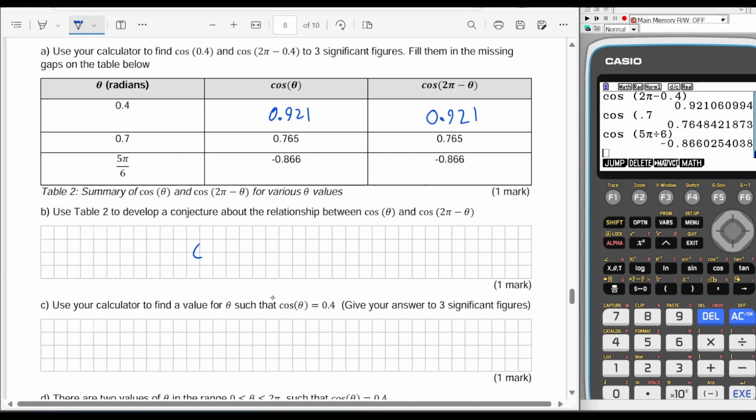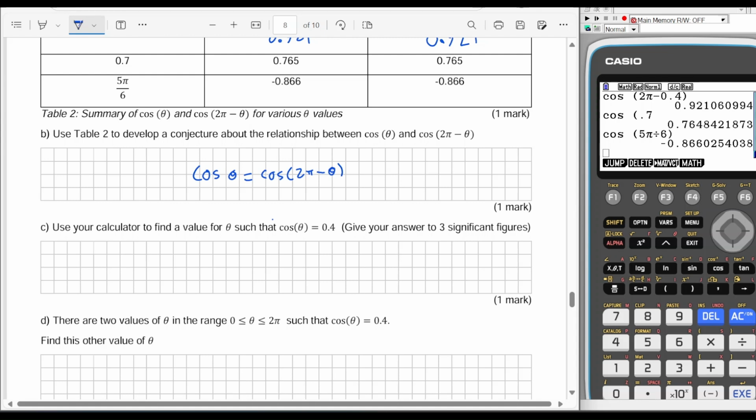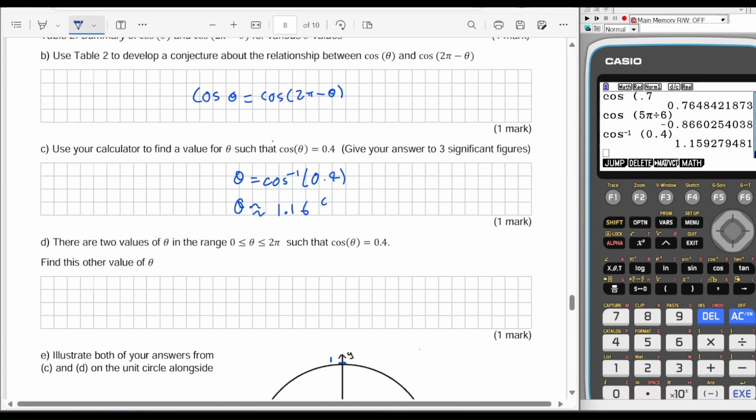Okay, so our conjecture is literally just that they're equal. Cos of theta equals cos of 2 pi take theta. Great, so use your calculator to find a value of theta such that cos of theta is 0.4. So theta is literally just inverse cos of 0.4. There it is, 1.159. So theta roughly equals 1.16. We'll put a little c up the top for radians. Watch out for that. Usually you don't need units for radians if you've got a pi in the angle. Because there's no pi in this angle, it's unclear whether it's degrees or radians, so you need to put little c for radians.